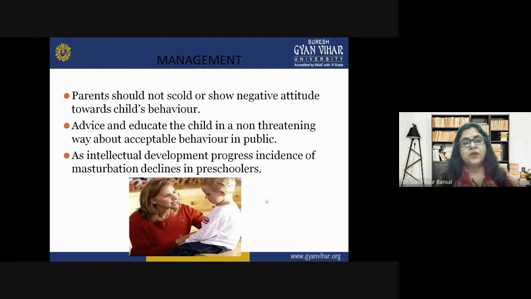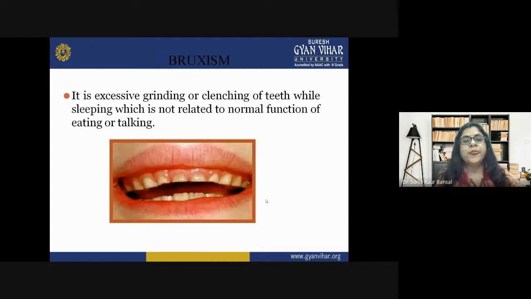So how are you going to manage this problem? Parents should not scold or show a negative attitude towards the child's behavior. Advise and educate the child in a non-threatening way about acceptable behaviors in public. As intellectual development progresses, incidents of masturbation decline in preschoolers. So this is really very important for parents and teachers to handle, and moreover, parents are more responsible for this.